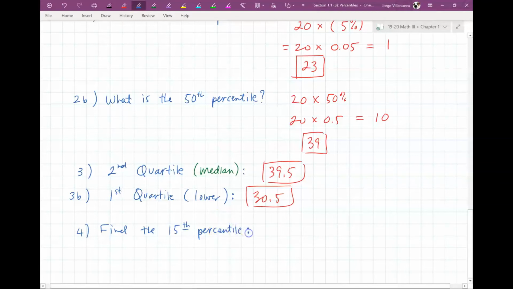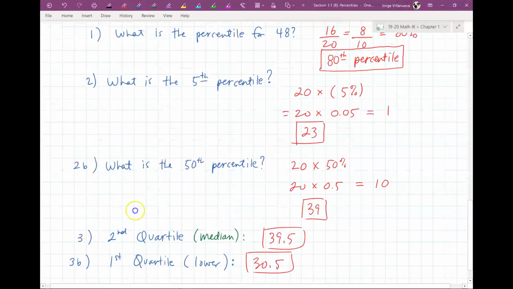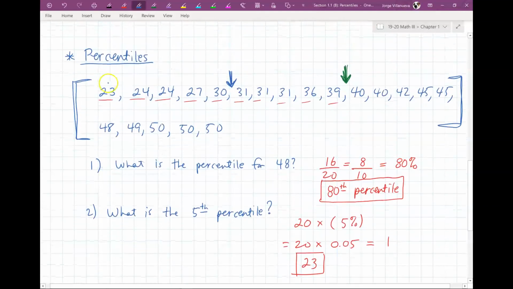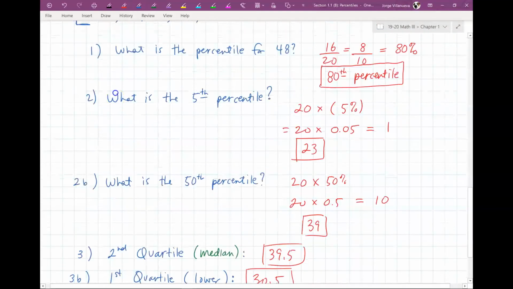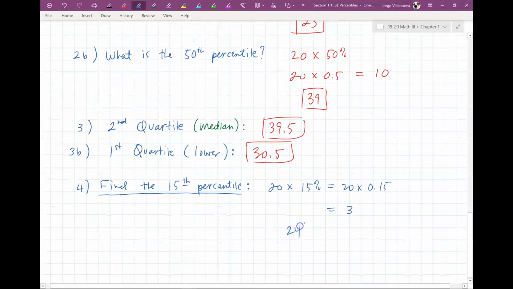Now we're doing it with my data, okay? Find the 15th percentile. The 15th percentile means 15% of the total number of things. That's 20, so 20 times 15%, which is 20 times 0.15, which is 3. Now remember, 3 is not the answer. 3 is the number of digits you have to count. So if I go up and count 3 numbers, 1, 2, 3, that's 24. So 24 is the 15th percentile.